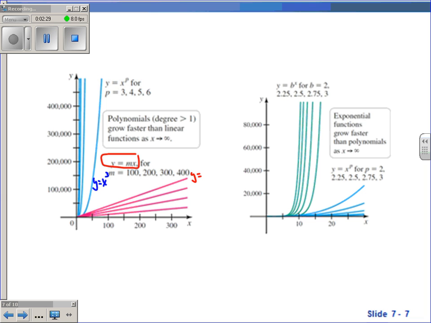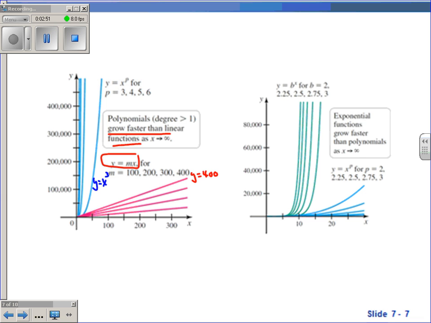So when you look at them relative to each other, you see that some groups of functions grow much quicker than the others. Our linear functions grow much slower than our polynomial functions. So the polynomials grow faster than the linear functions.